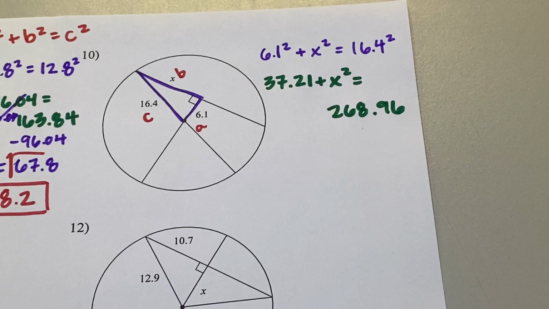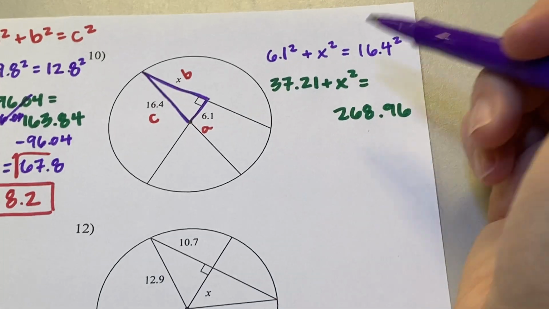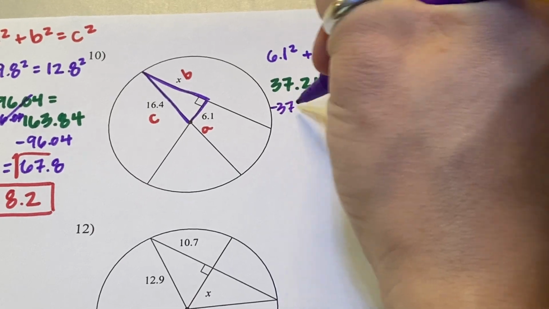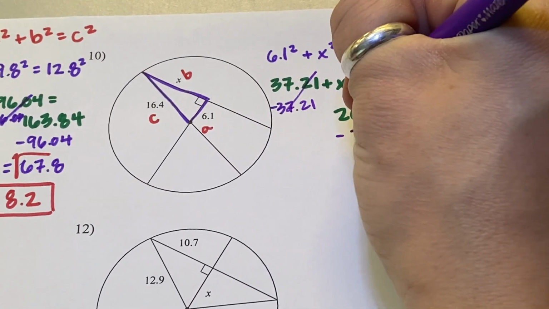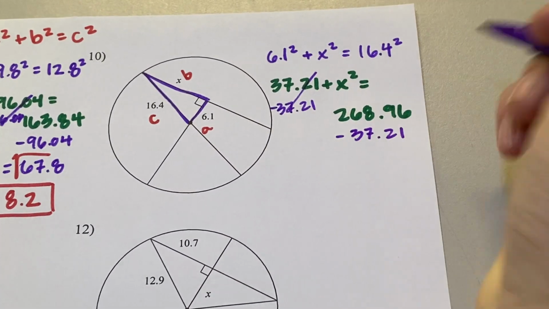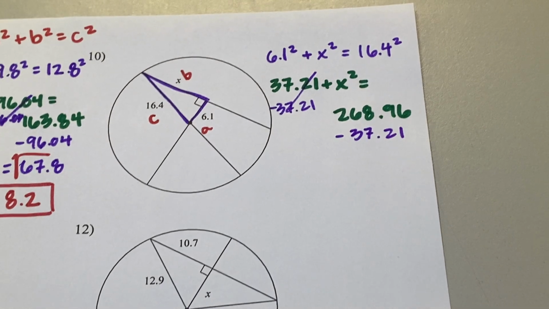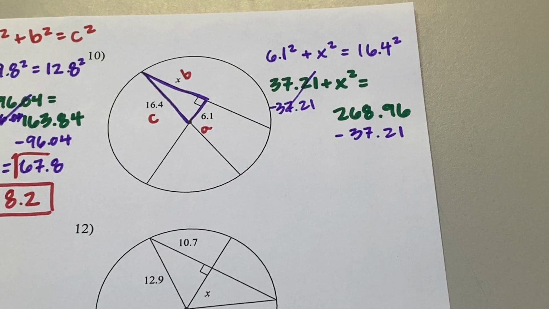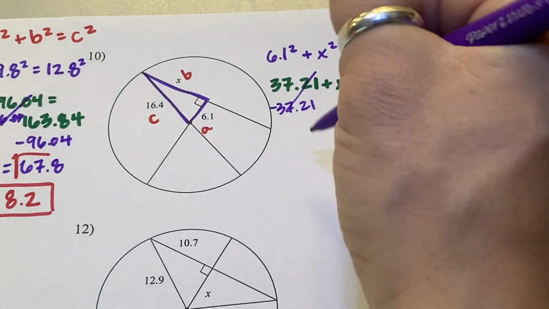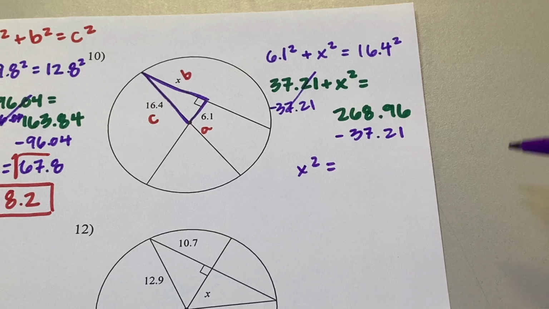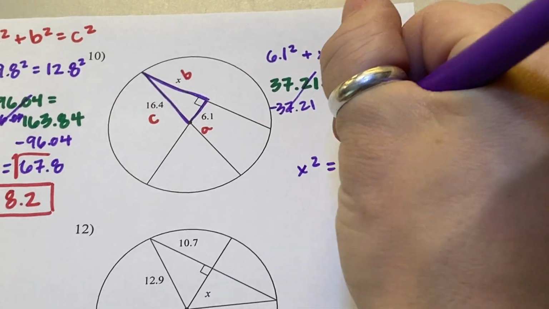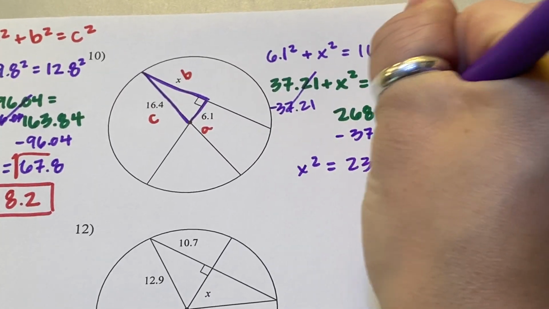What's my next step to try and get X by itself? Subtract what? Subtract 37.21 from both sides. So we got 268.96 minus 37.21. What'd we get? 231.75. You got it, you got it.